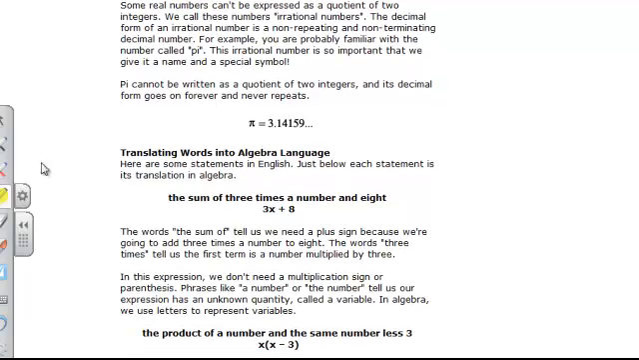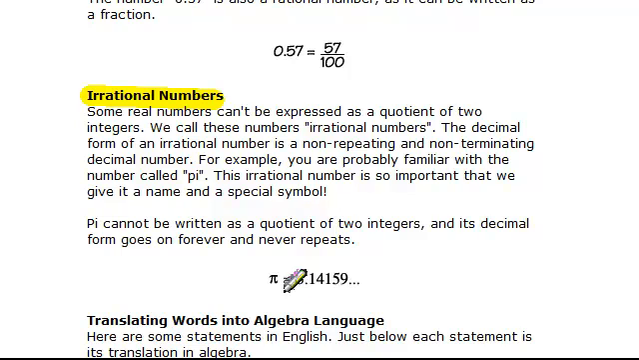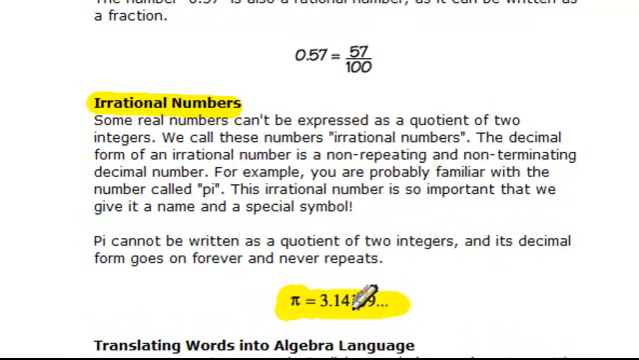Now that leads us to an irrational number. And the best example for an irrational number is pi. I know you guys have learned about pi. Now there's other irrational numbers that we'll be learning in this course, such as e. But for right now, pi is a great example.